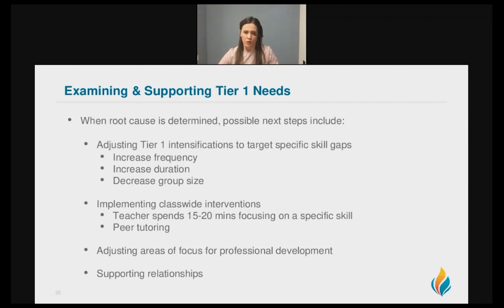And then also, of course, there may be areas where as an entire staff, we need to focus our professional development. And then always, I'm huge on connecting with our students. So at the root of all of this is that we should be making sure that we're supporting the relationships and those connections that we have, not only with our students, but also with our staff, so that everyone feels like they're supported.